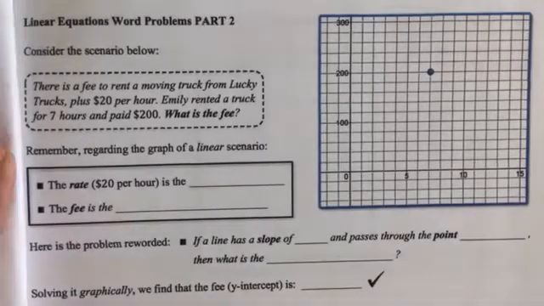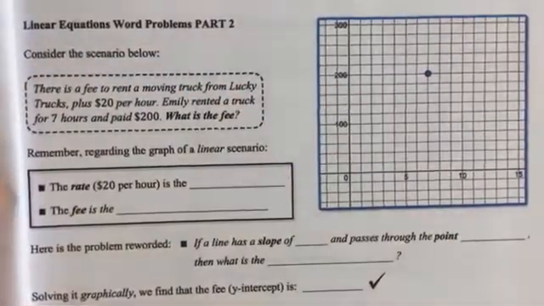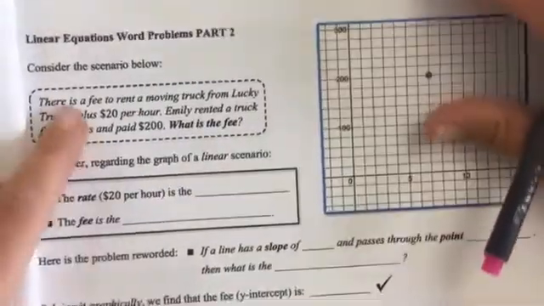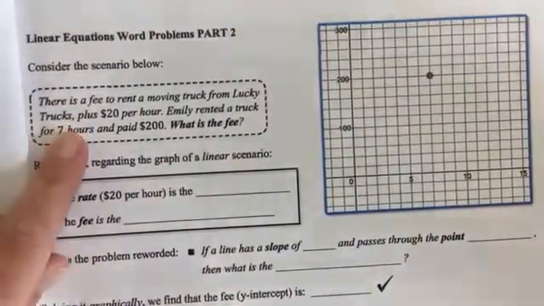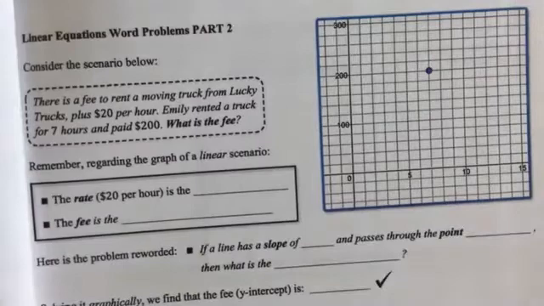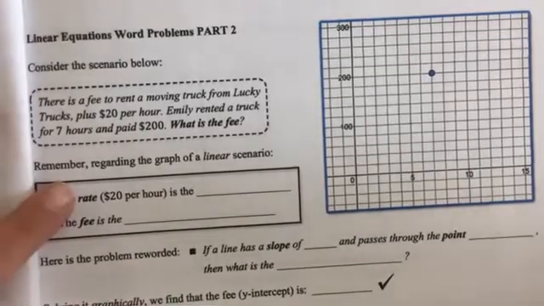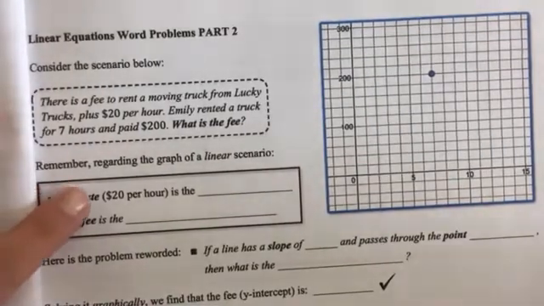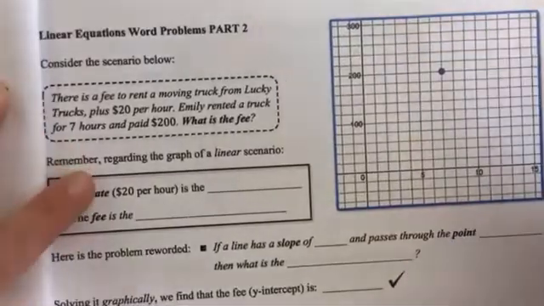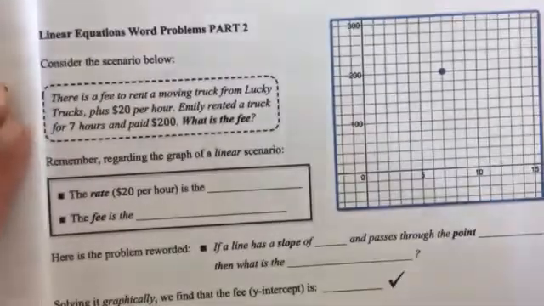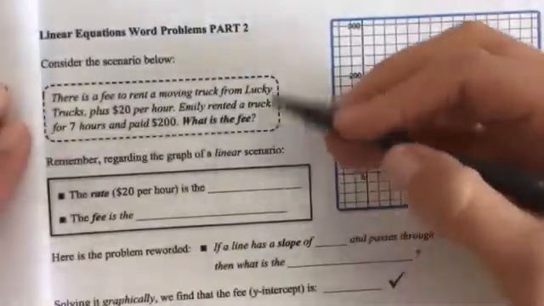Okay, so we are going to do linear equations word problems part 2. It starts with a scenario and it says there is a fee to rent a moving truck from Lucky Trucks plus $20 per hour. Emily rented a truck for 7 hours and paid $200. What is the fee? Okay, so in this situation, it's giving us some information and we kind of have to decipher what it's giving us.